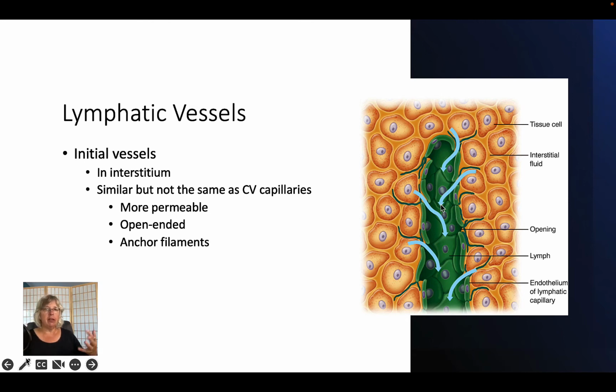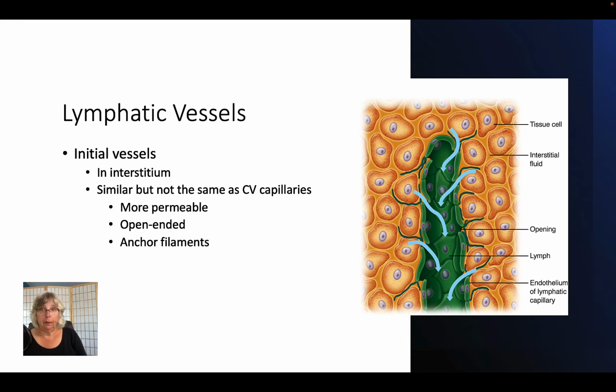And that means that these initial vessels are incredibly permeable, more permeable than blood capillaries, more permeable than most anything else in terms of tissue tubes. And part of what helps them is that these epithelial flaps are anchored to nearby cells by little collagen filaments. The collagen filaments, these anchor filaments, are represented in this picture by these green lines. So these anchor filaments are attached to these endothelial cells, and they hold the cells a little bit open to allow fluid to be sucked into that lymphatic capillary.